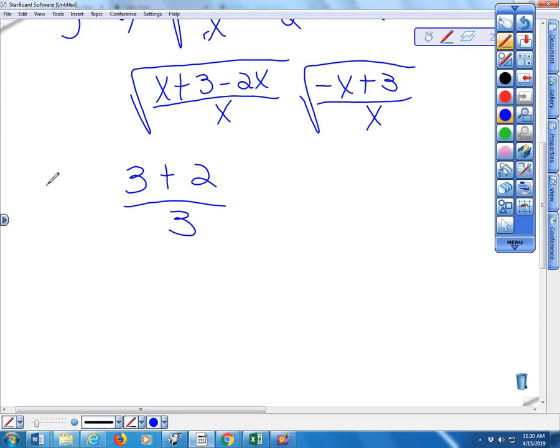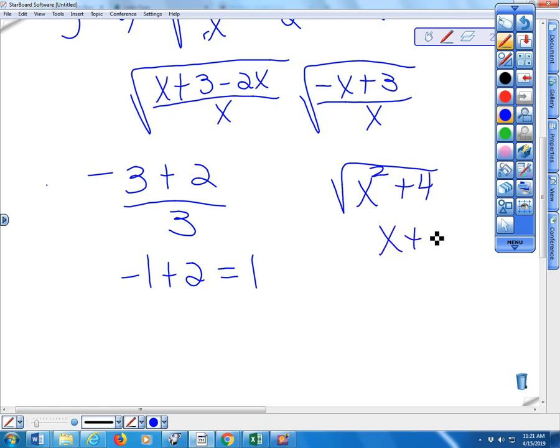Is this still equal to, well, if you cancel these, you get negative 1 plus 2 is 1. What's negative 3 plus 2? Negative 1 over 3. Negative 1/3 is not equal to 1. You cannot cancel if it's combined by addition. Same is true here. This is not equal to x plus 2. It's combined by addition. You can't just take the square root of both and call that your answer. Okay, side note.